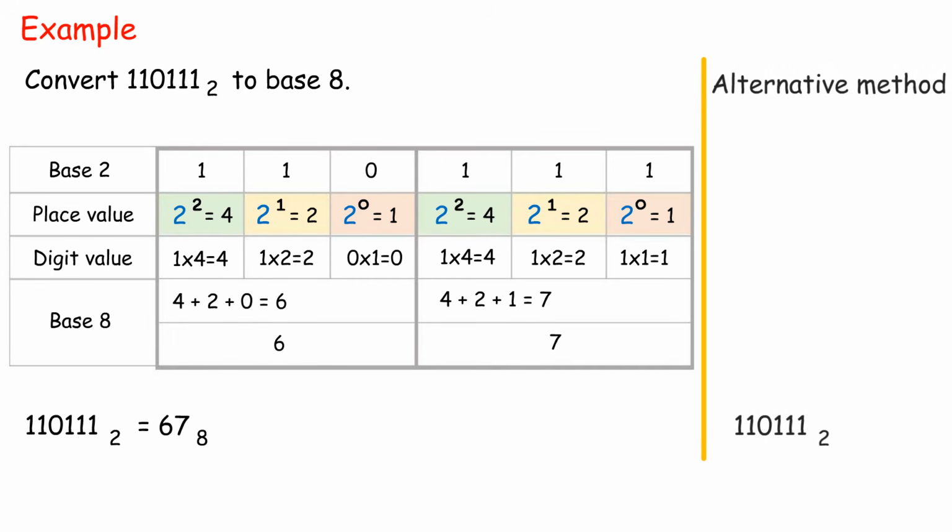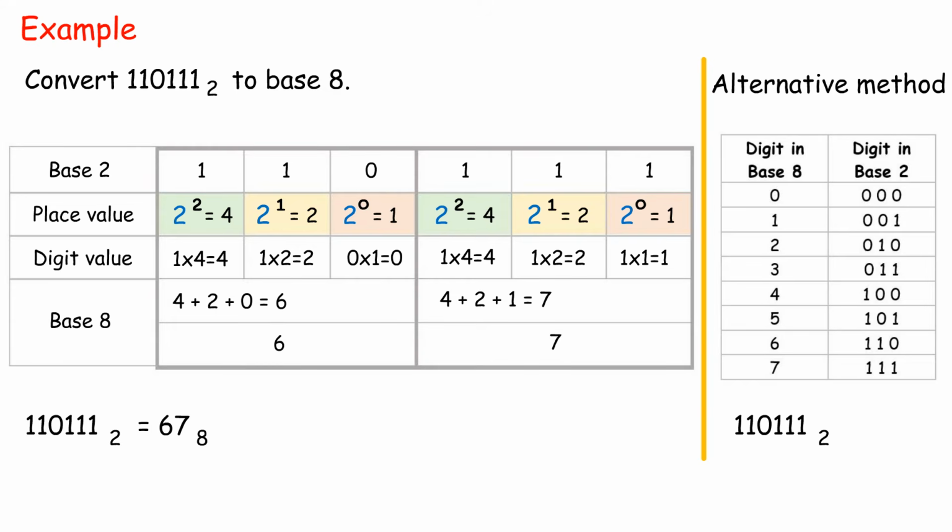The alternative method to solve this problem is by listing down the numbers in base 2 and base 8, and then comparing the values. 110 is 6, 111 is 7, thus, 110111 in base 2 is 67 in base 8.